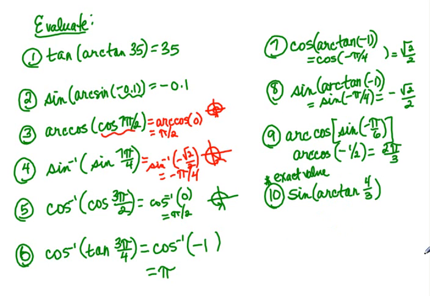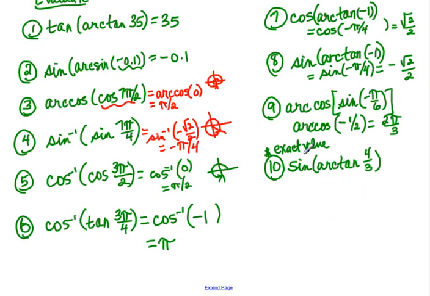Now, number 10 here I want to show you is a little bit different. It's to find the exact value of the sine of the arc tangent of 4/3. So the way we're going to do this is kind of go back to constructing the right triangles. What I want to do is let u equal the arc tangent of 4/3. And if u is equal to the arc tangent of 4/3, that means that tangent of u has to be 4/3. Well, remember that arc tangent is an angle between negative pi over 2 and pi over 2. So for tangent to be positive, it has to be a first quadrant angle.